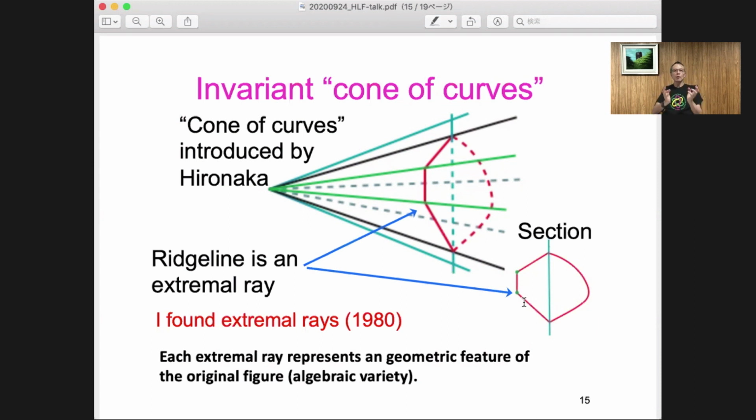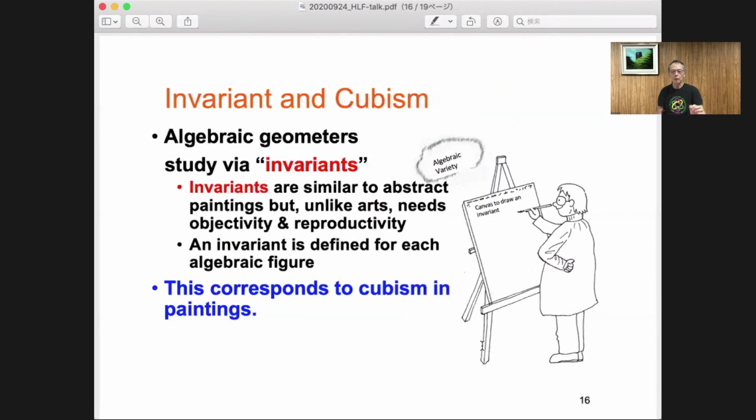And so given an algebraic variety, I can pick up an extremal ray, and each extremal ray represents some geometric feature of the original algebraic variety. So it's like this. You see, algebraic geometers. This is me, an algebraic geometer, and this is an algebraic variety, which you cannot really see, but still we draw something. Something is invariant, and in this sense it is similar to abstract paintings, but unlike art, we need objectivity and reproducibility. Anyone must draw the same picture. So it's different from art, but still it's similar.